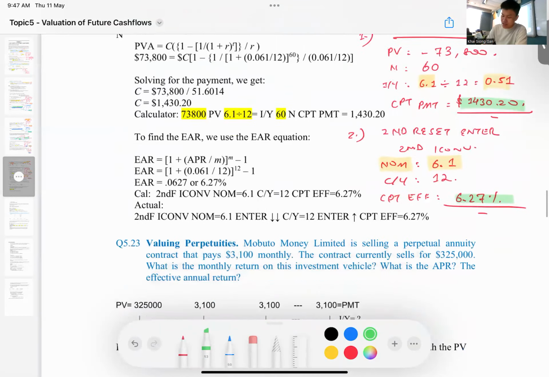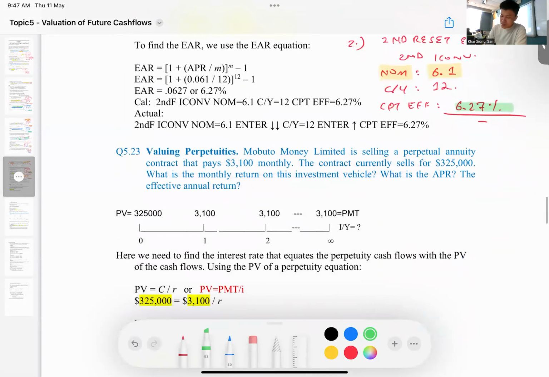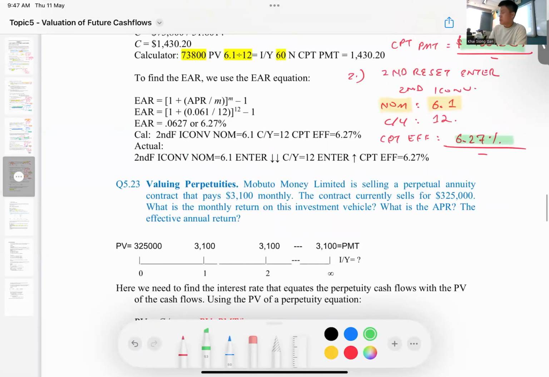Okay, I have to move on already. I still have questions though. Okay. Mobuto Money Limited is selling a perpetual annuity contract that pays 3,100 monthly. The contract currently sells for this amount. What is the monthly return on this investment vehicle? What is the APR and what is the EAR?